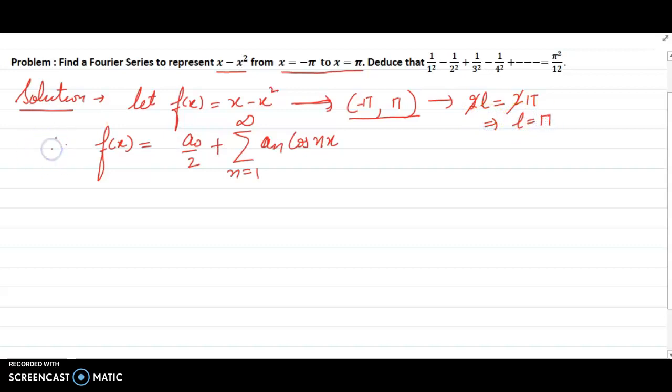Therefore, its Fourier series for the function f of x will be a0 by 2 plus summation n varies from 1 to infinity an cos of nx plus summation n varies from 1 to infinity bn sine of nx. Now we need to get the values of a0, an and bn by using Euler's formula.